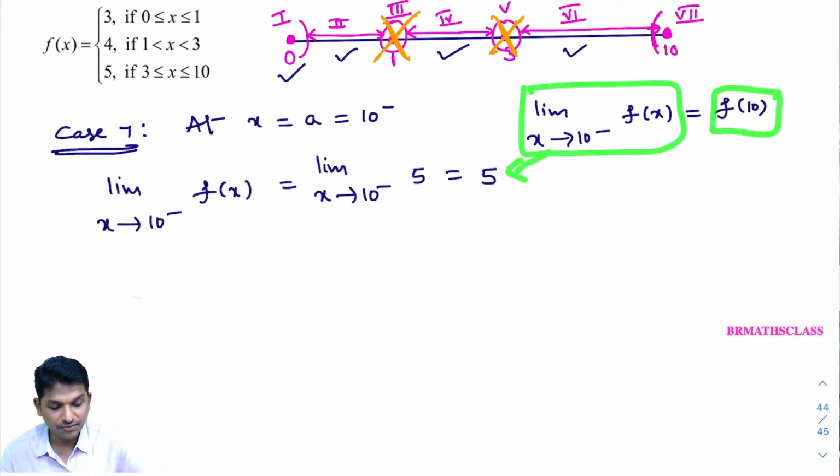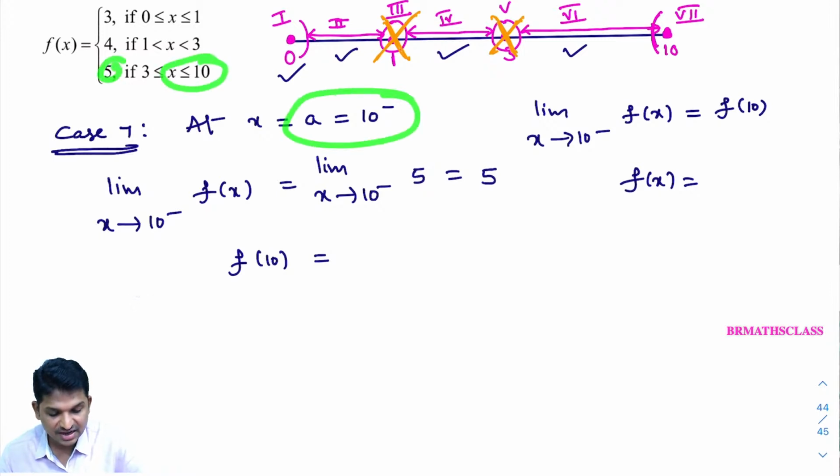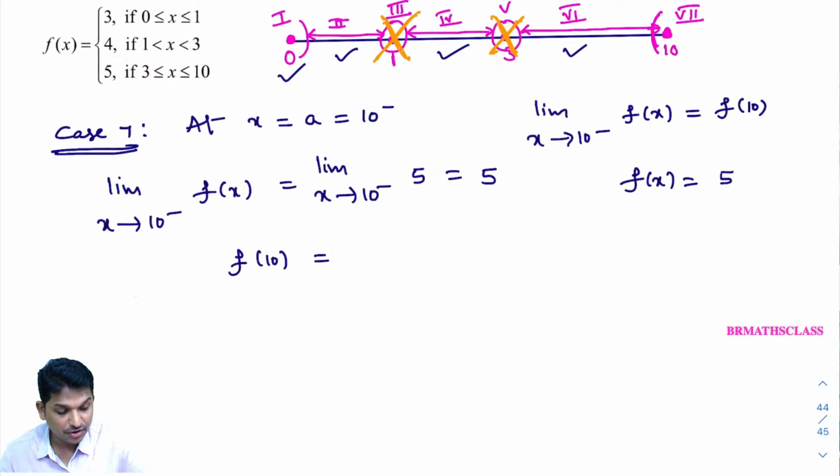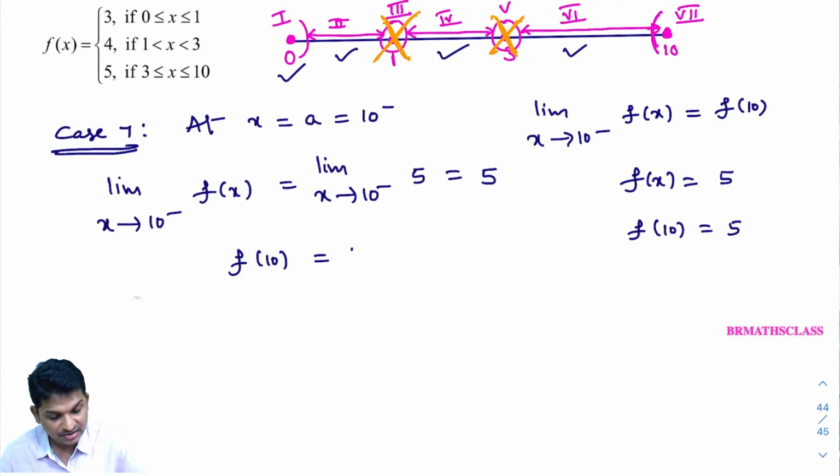Now I need to calculate f of 10. To calculate f of 10, first you need to know which function to choose. This case is about x values less than 10, which means we need to choose the function 5. F of x is 5, so what is f of 10? F of x is 5 means it is a constant function, independent of x. F of 100 is 5. F of 1000 is also 5. What is f of 10? F of 10 is 5. So in this case, f of 10 is 5.